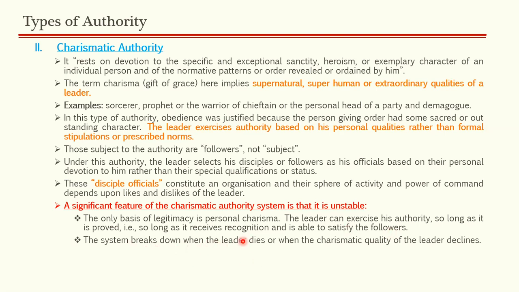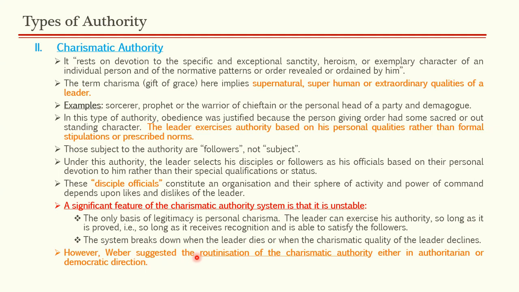The system breaks down when the leader dies. If a leader dies, the system breaks down. The followers have no new leader, right? So when the leader dies, the system breaks down, or when the charismatic quality of the leader declines. So this is why it is unstable. However, Weber suggested the routinization of charismatic authority, either in an authoritarian or democratic direction. What Weber said is, whatever kind of charismatic authority you have, it will always be routinized.